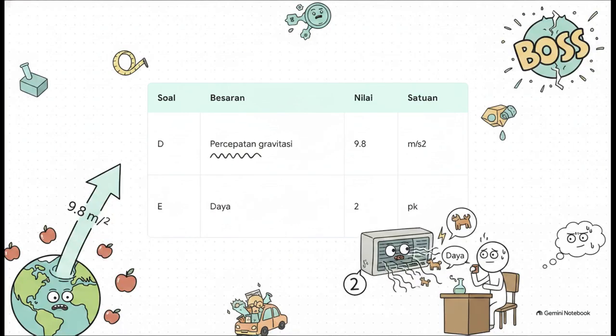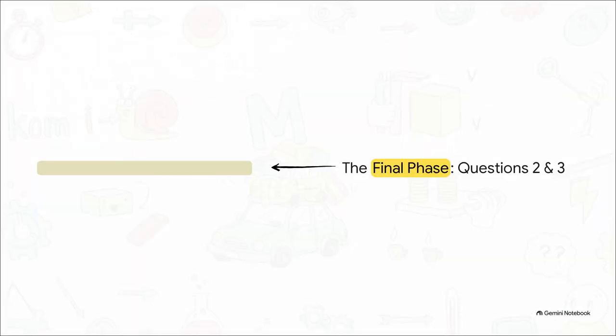Wrapping up the first question, Earth's gravity gives us gravitational acceleration as the quantity, 9.8 for the value, and meters per second squared for the unit. And for the AC unit, power is the quantity, 2 is the value, and pk, which is horsepower, is the unit. Cleanly extracting these stats is the mandatory first step before we can even think about doing complex mathematical conversions. First phase of the boss is officially down. And just like that, we're in the final phase.